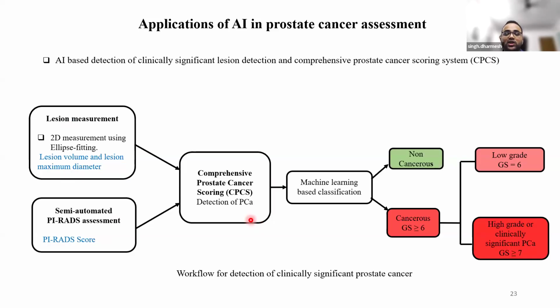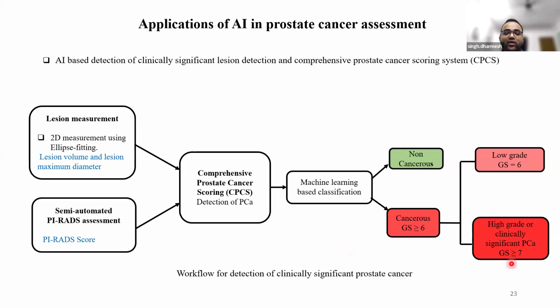for detection of clinically significant prostate cancer. For checking the accuracy and performance of this system, we classify non-cancerous and cancerous lesions based on these methods, and further classify cancerous lesions into low grade and high grade. This system basically generates a score. It integrates lesion measurement and PI-RADS features with machine learning-based classification. The goal here is to move beyond PI-RADS alone and provide a more complete and objective prediction of the prostate cancer status.